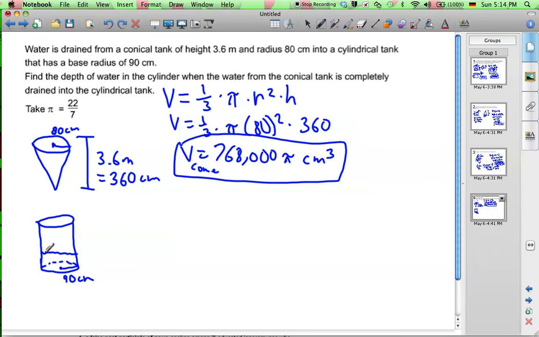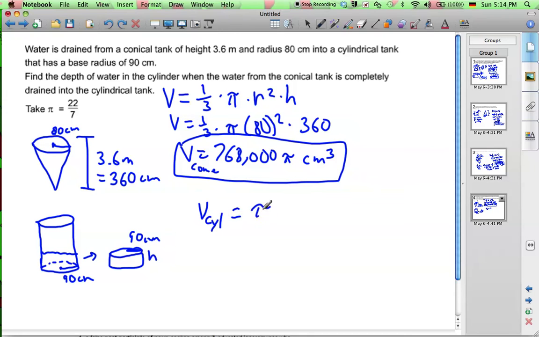So let's take a look at this water level here. If we look at that water there, that's going to also make a cylinder, so we can just think about the water part here. And that's a cylinder. Okay, that's a cylinder with radius 90 centimeters. We don't know the height, that's what we have to find out. But we know the volume of this water part here came from the cone, so it has to be equal to 768,000 pi.